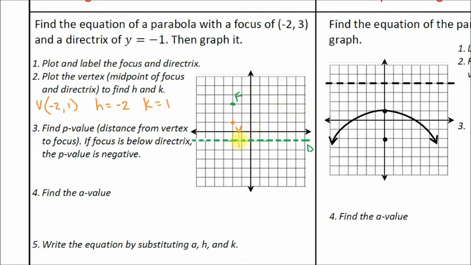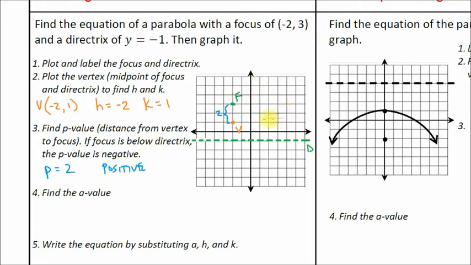-2, yeah, -2, +1. That is correct. Okay, so there is our vertex. The next step, find the p-value. That's the distance from the vertex to the focus. Well, we can take a look right here. We can see our p-value is actually 2. The distance from the vertex to the focus. So our p-value is equal to 2, and we know that's going to be positive because this parabola is opening up.